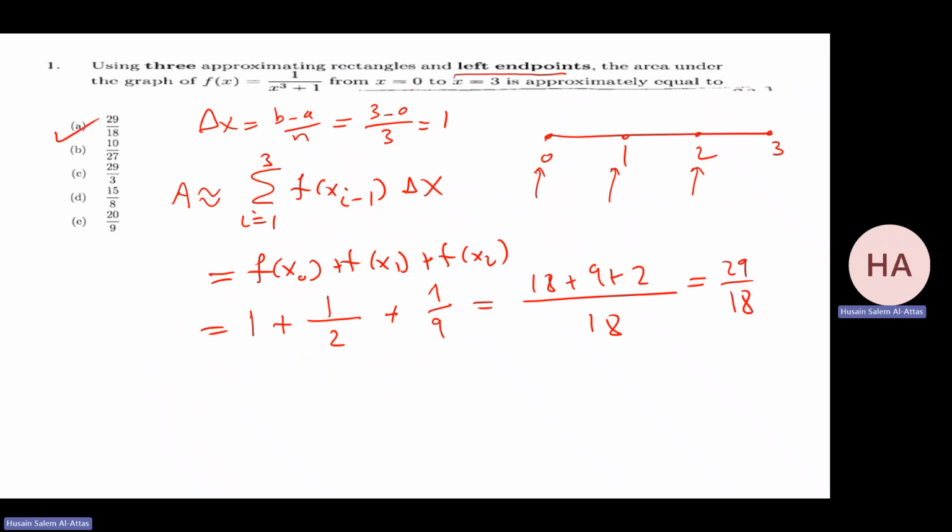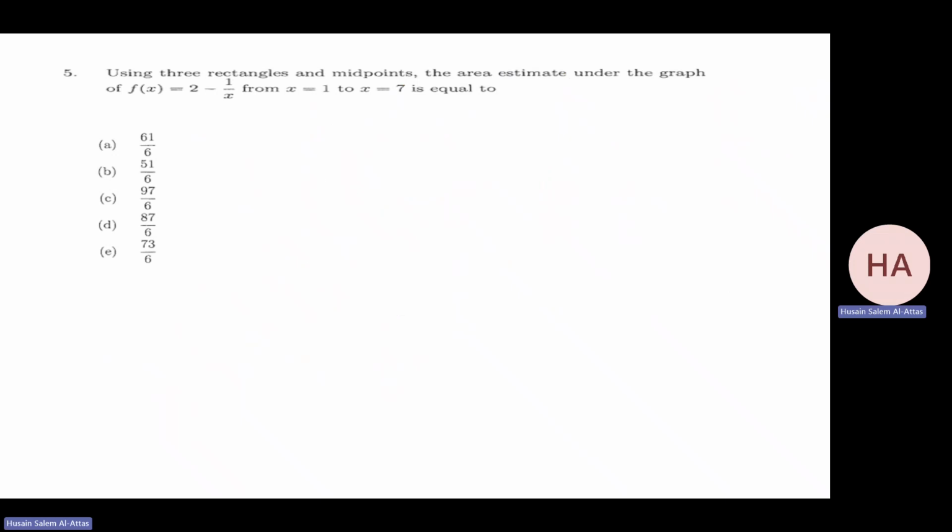I think it's easy. The rectangles and midpoints. Here I have midpoints. Okay, delta x will be 7 minus 1 over 3. I think that's usual, b minus a over n. That's 7 minus 1 over 3, which will be 2. So I'm starting with 1, then I add 2, that will be 3. I add 2, that will be 5. I add 2, that will be 7.